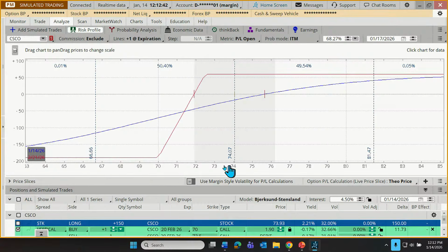And then this, what we know as the x-axis or the horizontal axis down here, is showing us theoretical prices that Cisco might move to during the time frame of our trade. It could go from 74.08 down to 73, 72, 71, or up to 75, 76, 77.